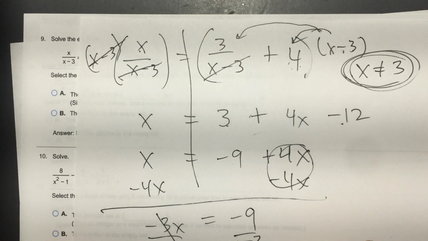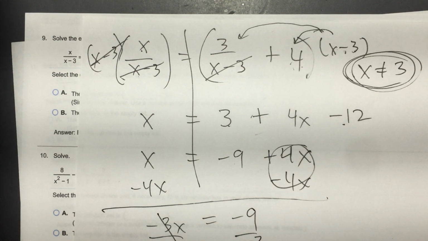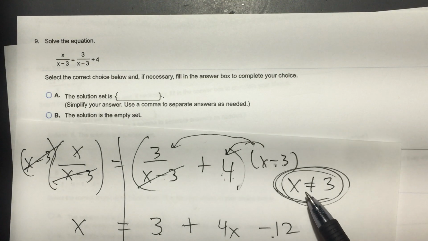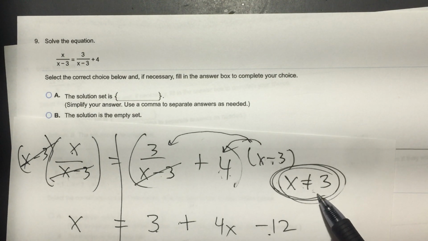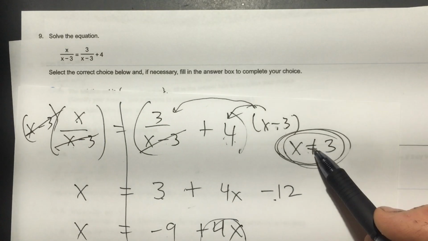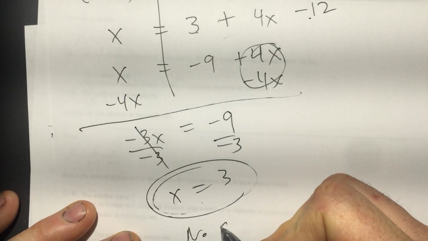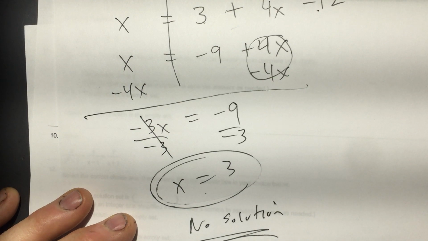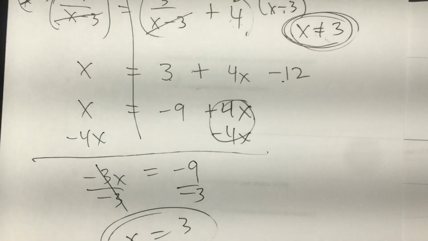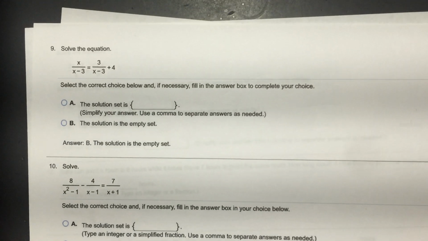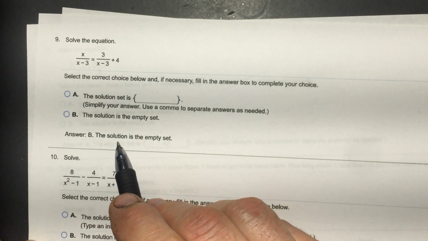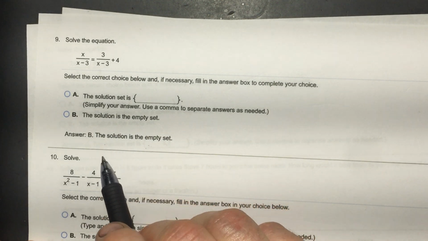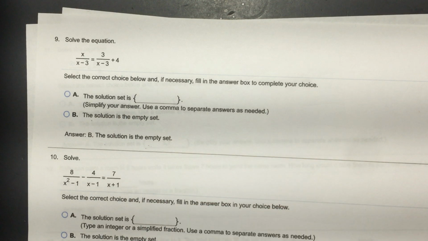And this comes out to be 3. X equals 3. Uh-oh. Whoa, wait a minute. Wait. We can't have 3. We got 3, and we can't have 3, so this is no solution. No solution at all here because we got a value that makes it divide by 0. And sure enough, that's what it says here. It's an empty set. The solution is the empty set because there is no solution.